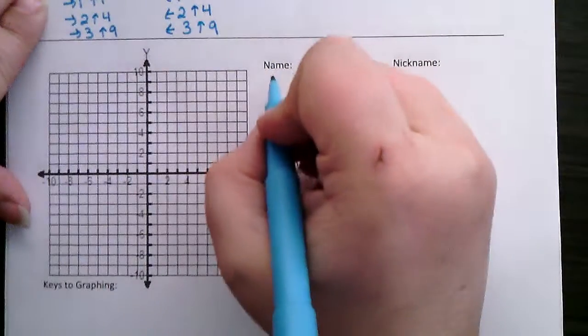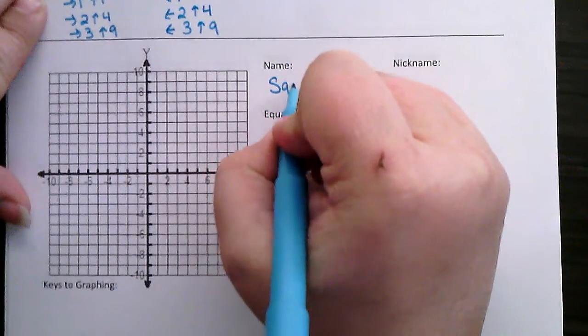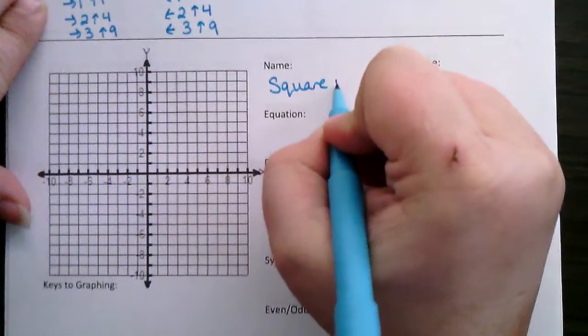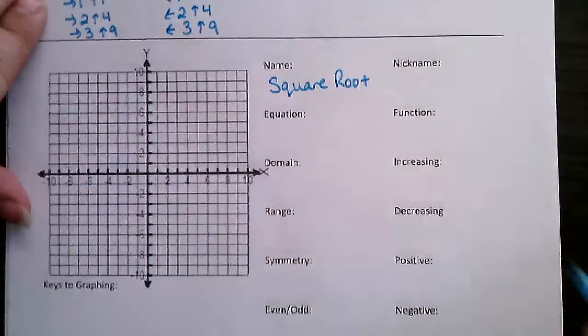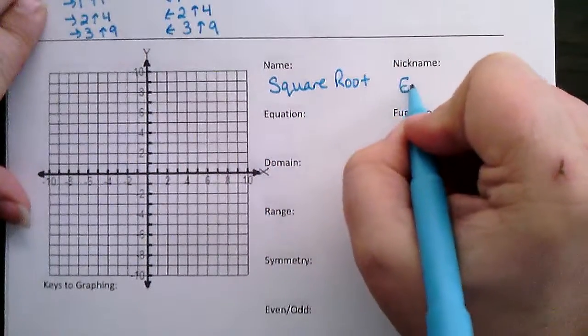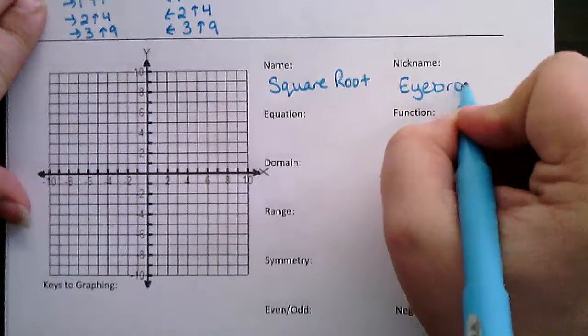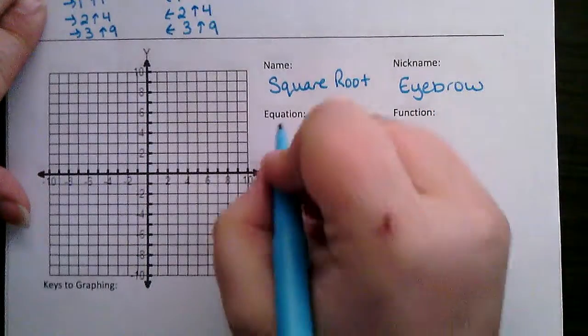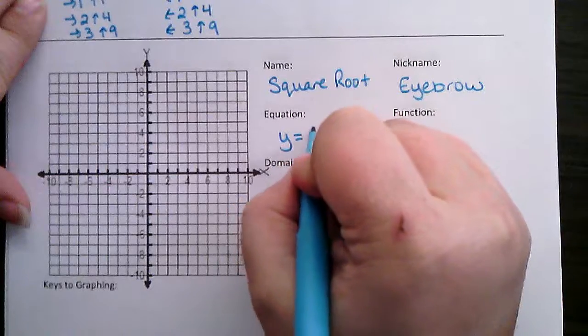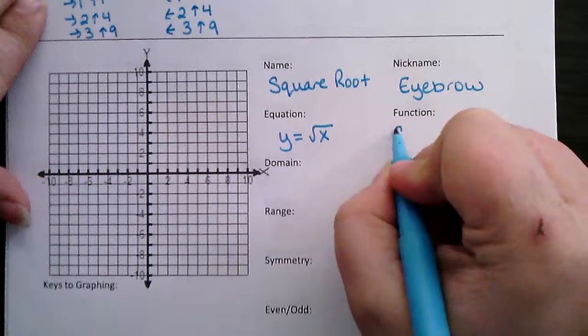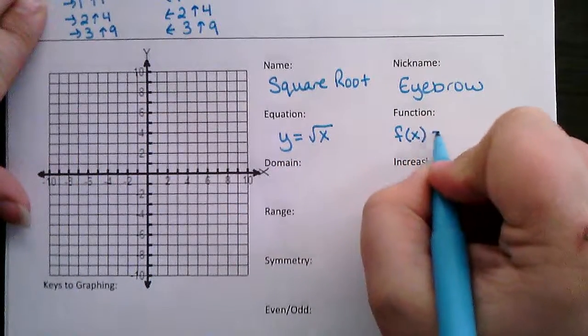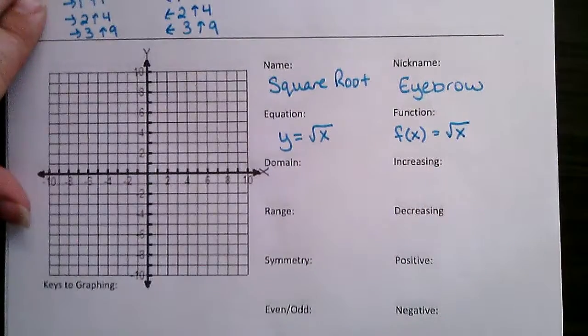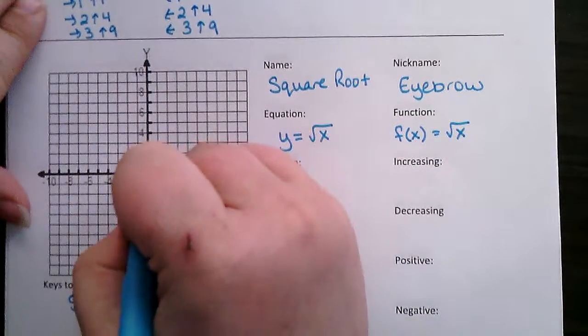This next one is a parent function that I'm not sure that you know or not. So somebody will have to tell me if you know. This is a square root, and sometimes we call it the eyebrow. And you'll see what I mean. Its equation is y equals square root of x. Its function notation is f of x equals square root of x. And it starts kind of like a parabola or a quadratic, same thing. You start at 0, 0.